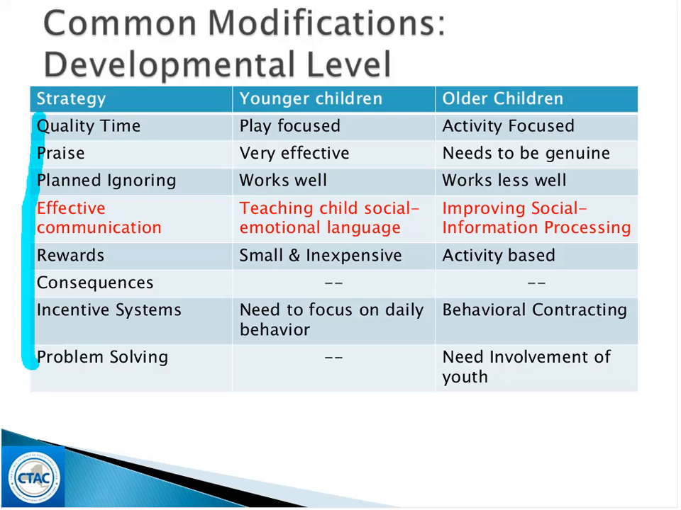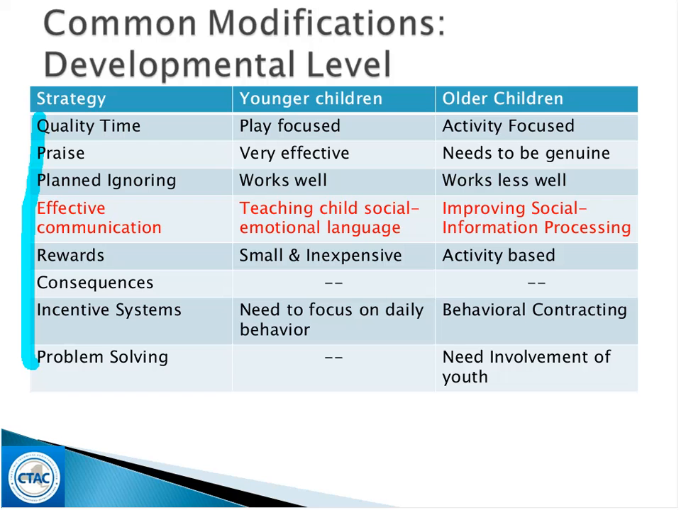So quality time should really be play-focused with younger children, activity-focused with older children. Praise tends to be very effective with younger children, but needs to be genuine. Older children can see through praise which is not genuine. Planned ignoring works very well with younger children, tends to work less well with older children. I'm going to come back to effective communication in a second.